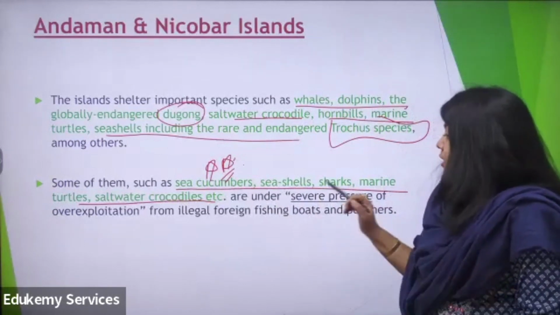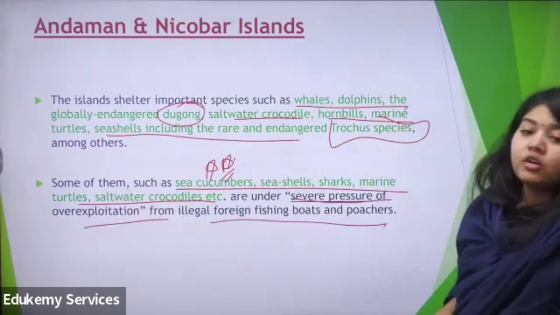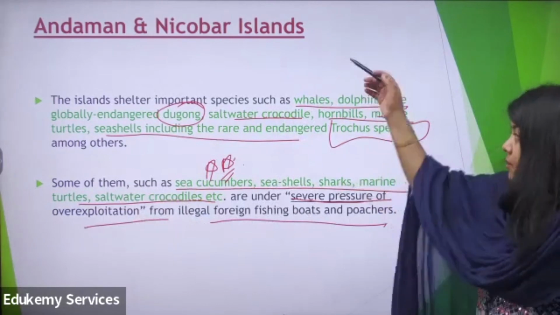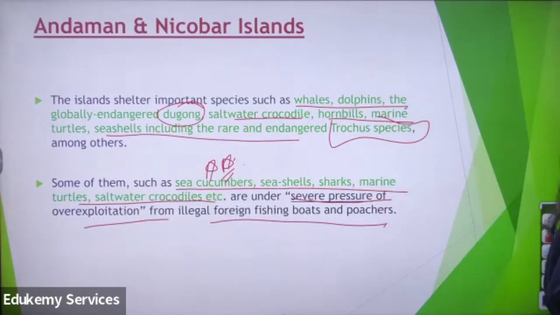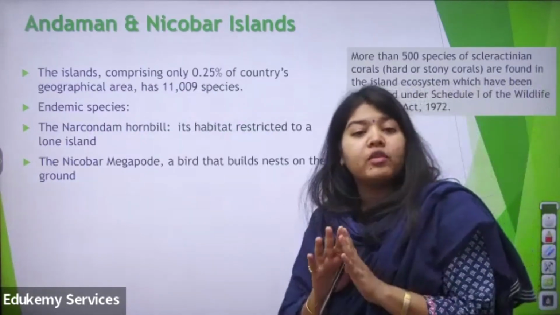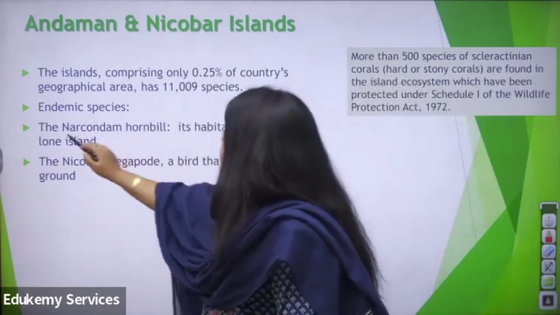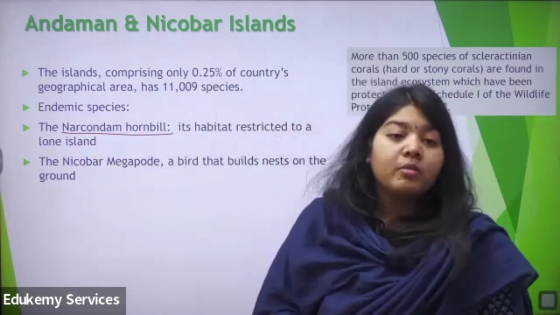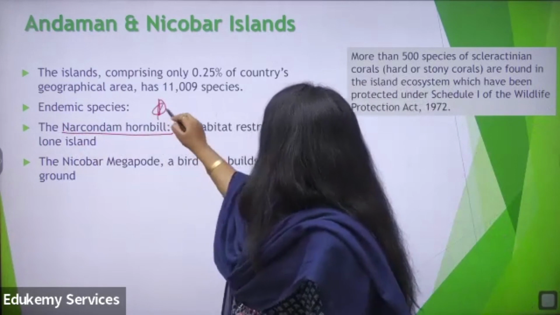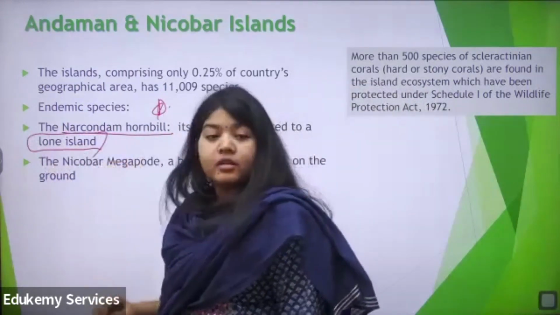All right. Now, there is a lot of pressure due to exploitation and due to foreign fishing and poachers. Foreign fishing and poachers. Please either take a screenshot of this or note it down. Now, I have only covered those which are important for exams. So there are a few endemic species such as Narcondum hornbill, which is extremely important, and its habitat is restricted to Narcondum Island.